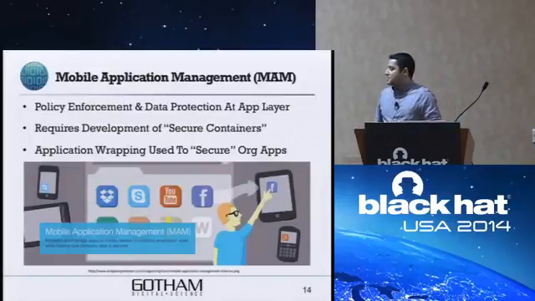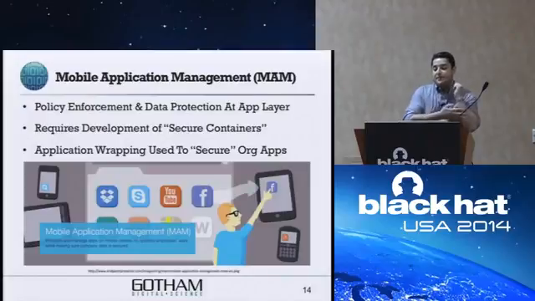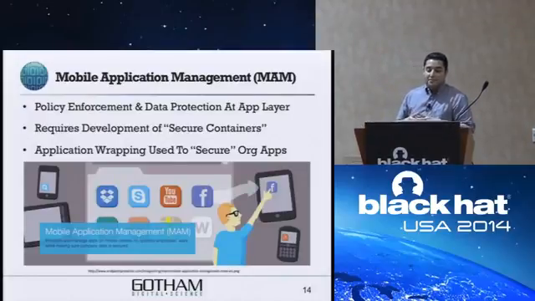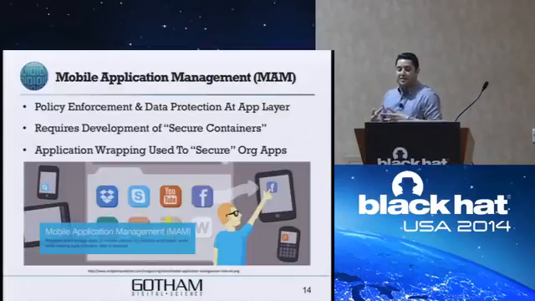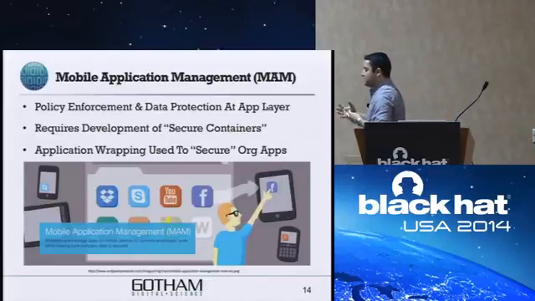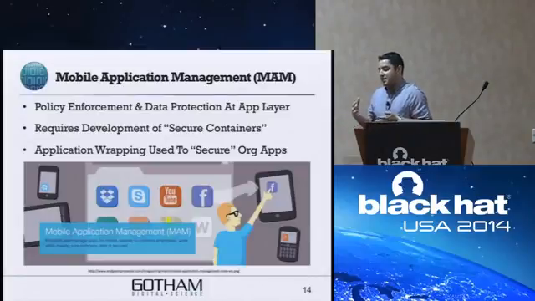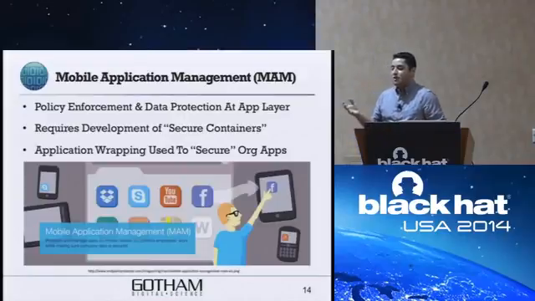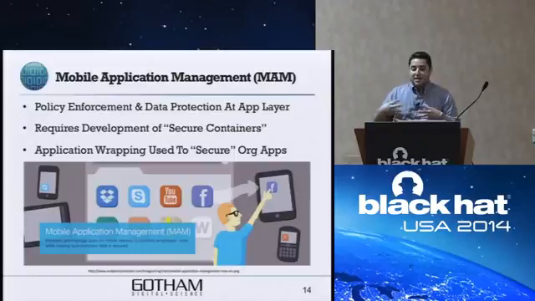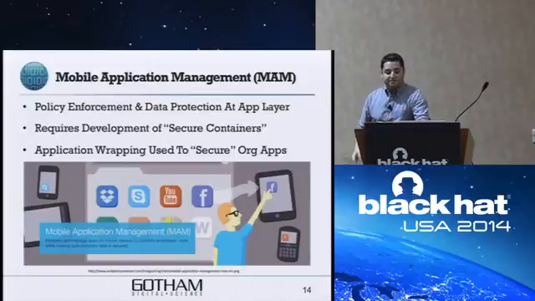So where does MAM come in? MAM, as I mentioned earlier, is protection at the app layer, but it requires development of secure containers, which could be a little tricky and complex. It leverages a technology called application wrapping, where you have existing applications and you want to add security to these existing mobile apps. That's what app wrapping is.